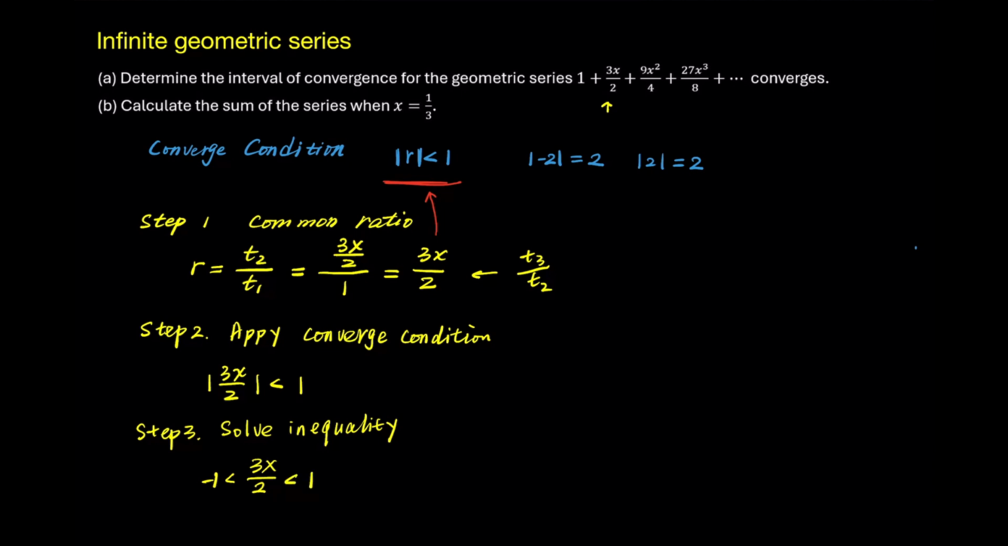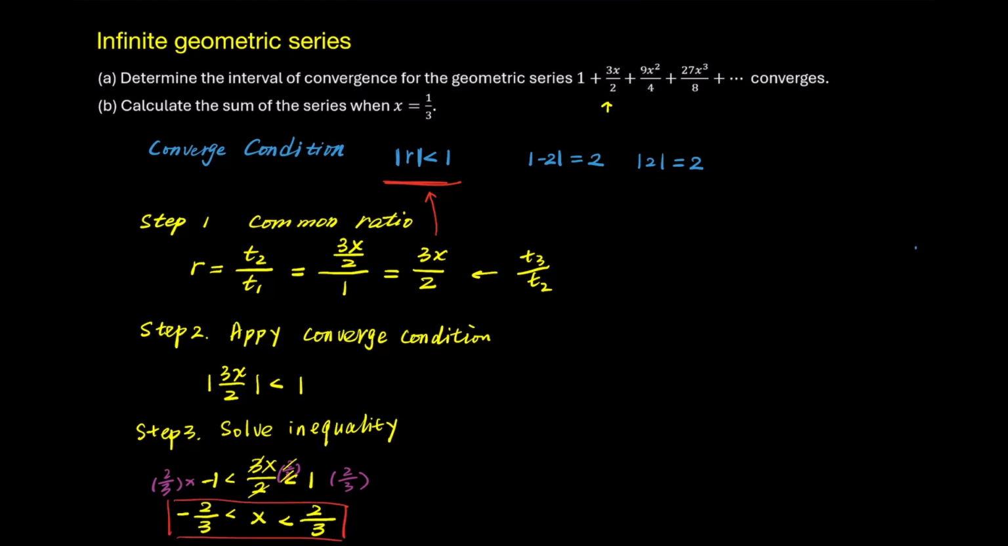To isolate x, we need to multiply all three parts of this inequality by 2 over 3. So we have 2 over 3 times minus 1. Here we also times 2 over 3. And on the right side, we also multiply 2 over 3. So this 2 cancels out this 2, this 3 cancels out this 3. So we have x greater than negative 2 over 3 and less than 2 over 3.